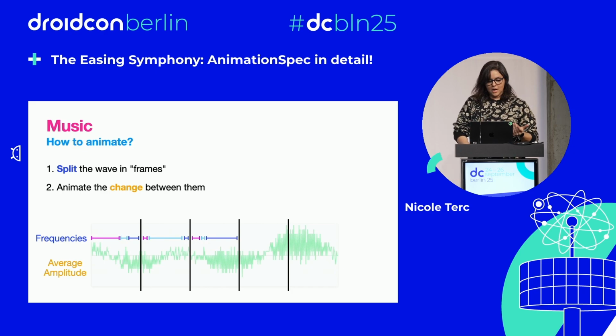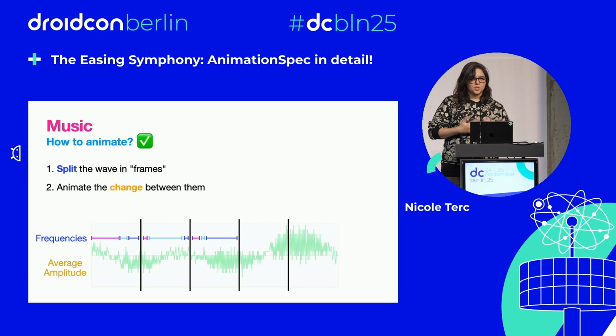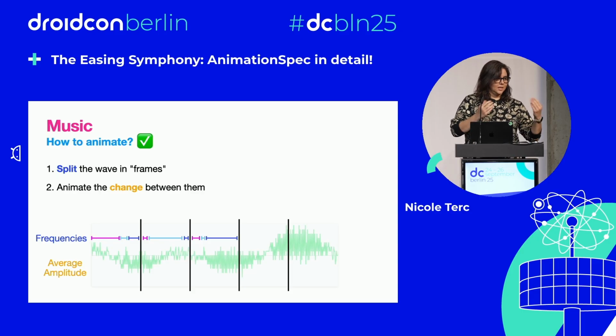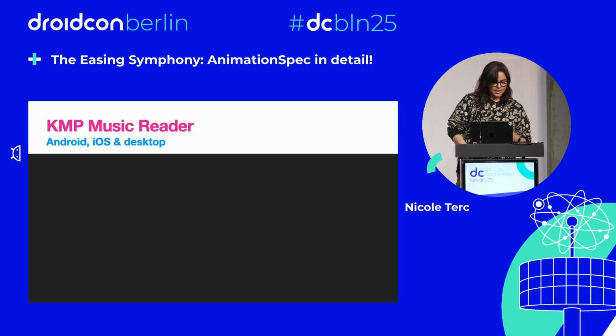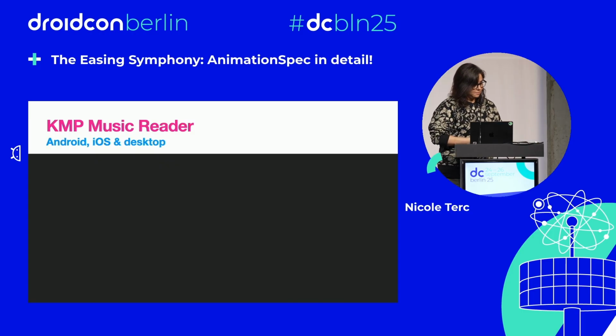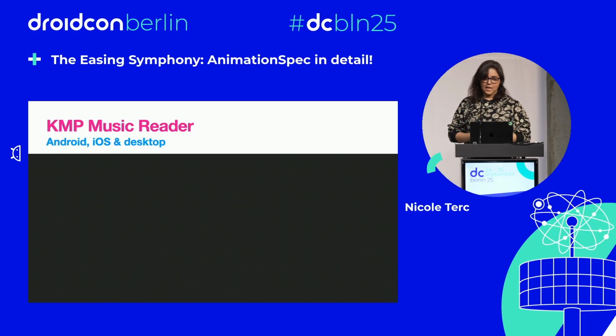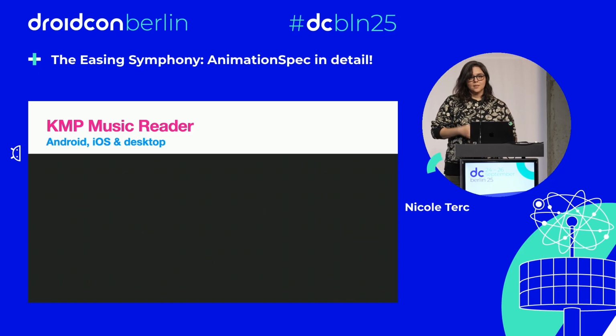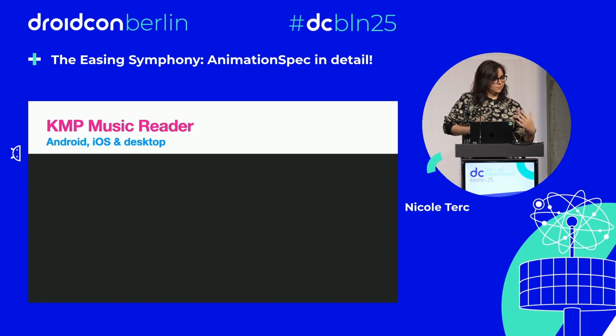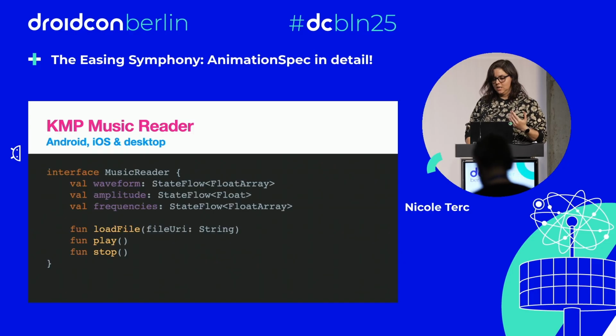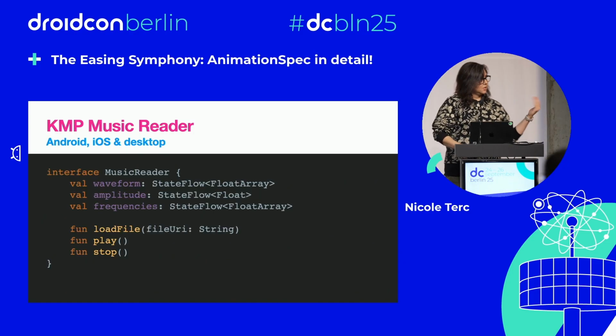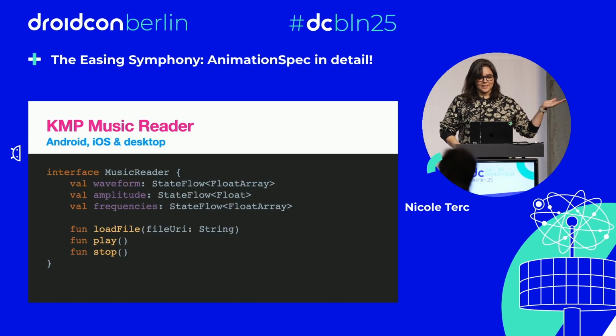But now that we know how we're going to be animating music, we need something to actually grab that music and get these properties from it, right? So let's start seeing some code, and let's build ourselves a music reader. I'm going to be working with KMP, so I'm going to give a solution for using Android, iOS, and desktop. Now, again, since it's KMP, the easiest strategy to provide these sort of platform-specific things is to start with an interface, which in the case of our music reader is going to look like this.